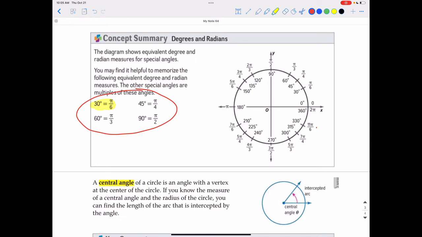45 degrees is pi over 4. 60 degrees is pi over 3. 90 degrees is pi over 2. And remember, why this works is because pi is equivalent to 180 degrees. So that's another one that should be memorized as well. Pi is 180.